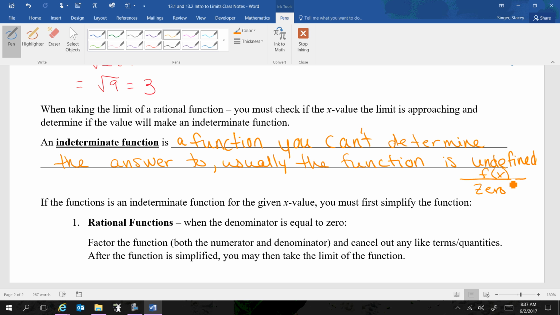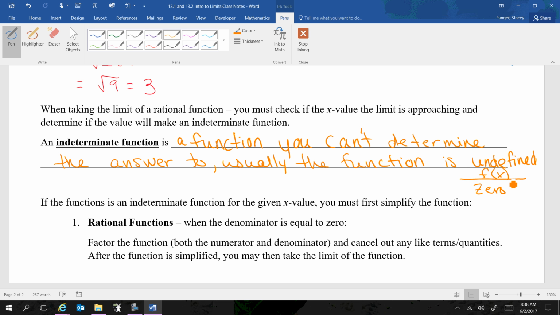functions that can be indeterminate are rational functions, and that's when the denominator is equal to 0. So to get rid of that denominator, usually you get nice rational equations that factor and cancel out. So that's what you have to do. If you have a rational equation, you have to factor the function, both the numerator and denominator, and cancel out any like terms or quantities, because remember, a term is multiplying in between, a quantity is adding or subtracting in between.